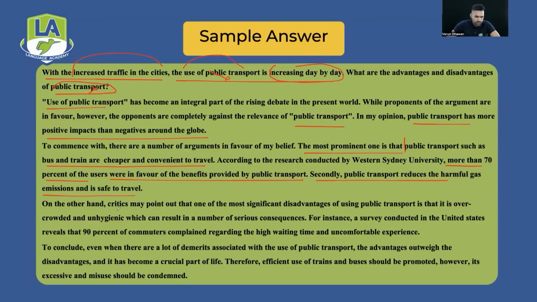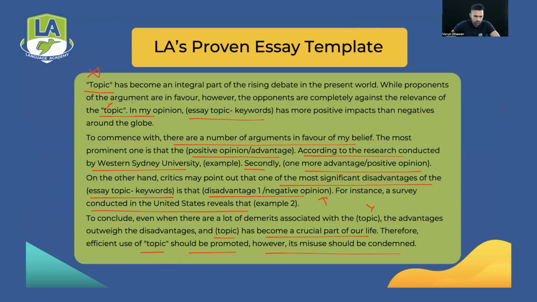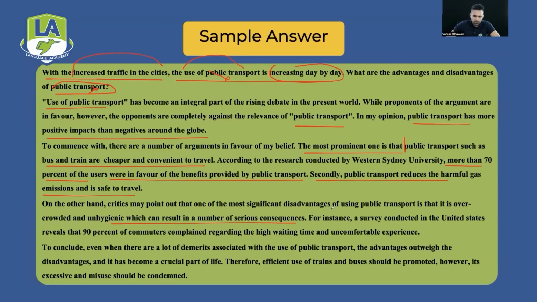On the other hand, critics may point out that one of the most significant disadvantages of using public transport is that it is overcrowded and unhygienic, which can result in a number of serious consequences. What you can do is you can even write it this way: one of the most significant disadvantages of increased traffic in the city, something like that, right? Just to include this keyword. But even if you don't include this keyword and have got the main keyword, you're fine.